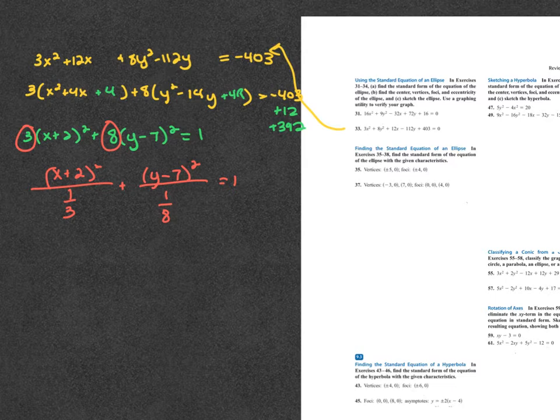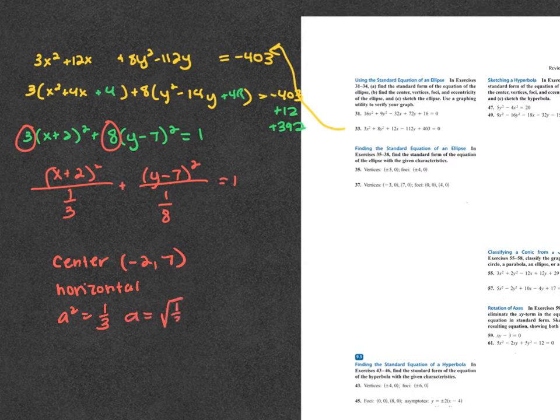So when you're identifying your center, it's negative 2 and 7. The bigger number is 1/3, which means that this is horizontal. The a squared is 1/3, which would mean a equals the square root of 1/3, or 1 over the square root of 3, or 1 times root 3, which is root 3 over 3.